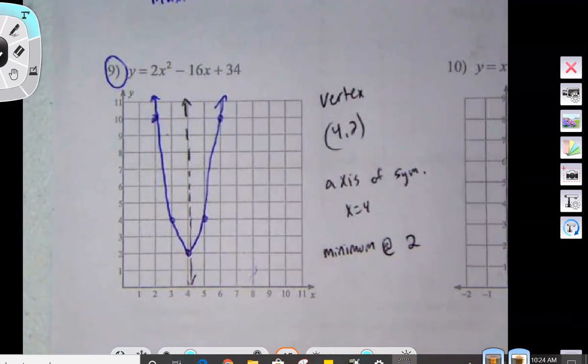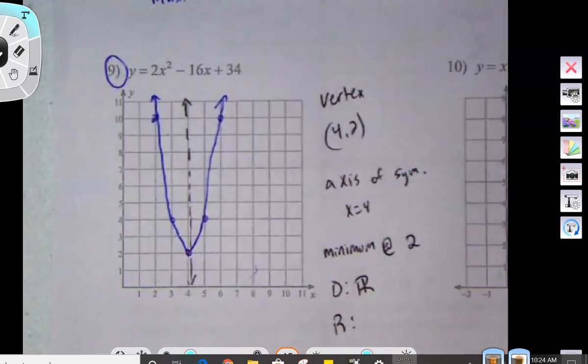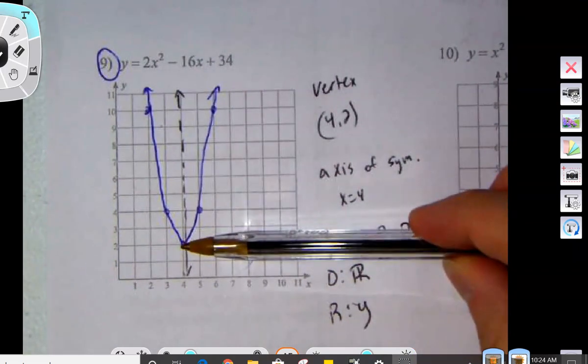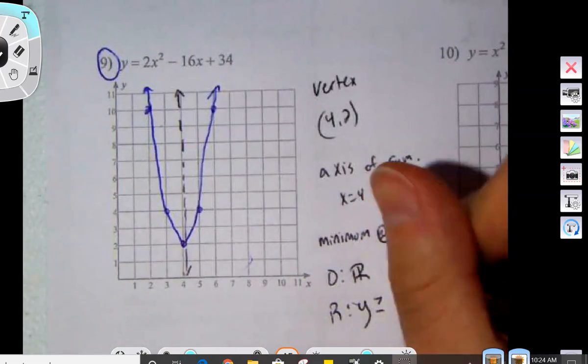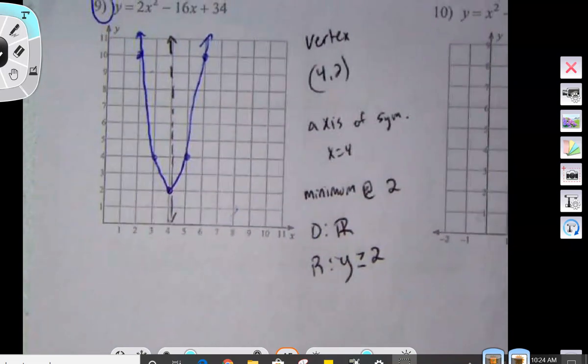So we have that. We need to state domain and range, so our domain's always all reals, and then for our range, we need to think about our y values. So it goes down to positive 2, and it's everything above positive 2, and it can be that, so y is greater than or equal to 2.